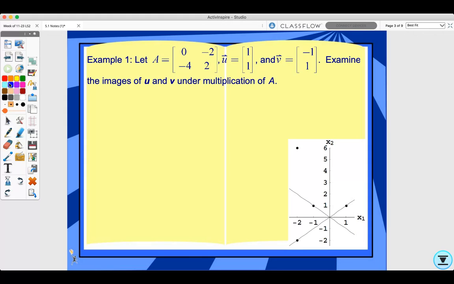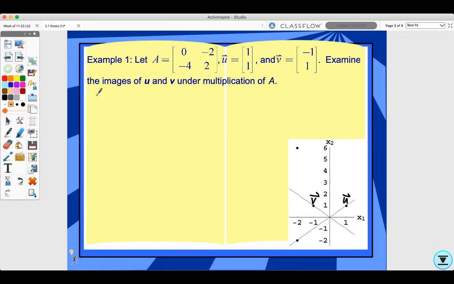Let's look at example 1. Let A be this matrix, and U and V. Examine the images of U and V under multiplication. So down here, we have vector U, vector V, and we're going to look at AU and AV, okay?